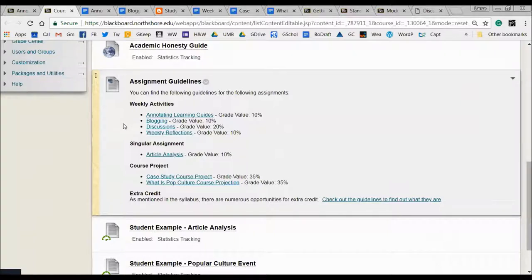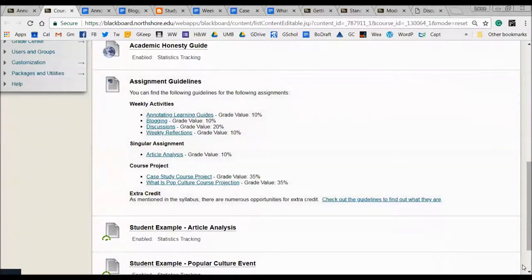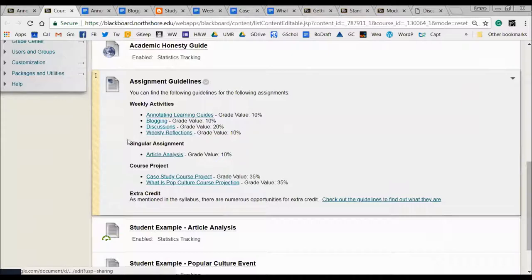Then a couple of these others, weekly activities, students have the option of either annotating the learning guides, the learning guides that I create and adding to them, or blogging. And there's a series of posts and expectations around what those blog posts should look like. Then of course we have the regular weekly discussions, and every week we do a weekly reflection.